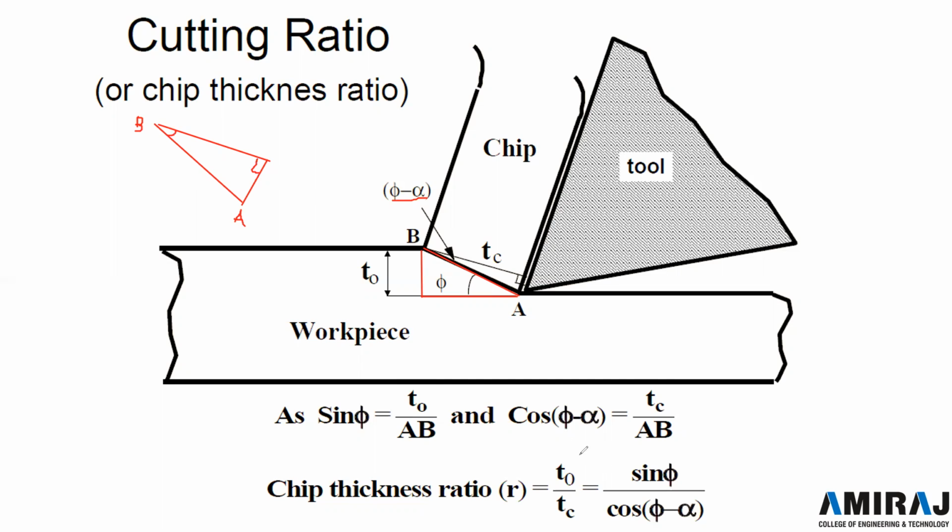Now taking the cos component, cos of phi minus alpha will be equal to tc upon AB. Taking the ratio of both, we get t0 by tc, which is called the chip thickness ratio, and it is given by t0 by tc equal to sine phi upon cos of phi minus alpha. So this is called the chip thickness ratio. Let us move on further.